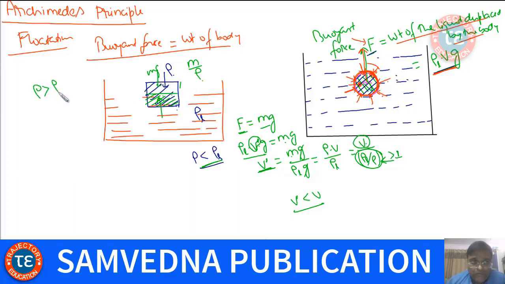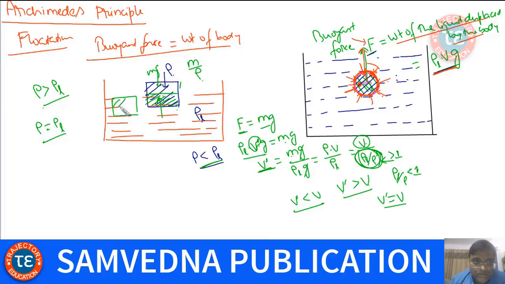If rho is greater than rho L, then what? Then the volume of water which needs to be displaced is more than V, and that will not happen, because in that case rho L by rho will be less than 1, and the volume of water which needs to be displaced is more than V. In that case this body is going to sink. And if rho equals rho L, then this is going to be 1, and the volume of water which needs to be displaced is equal to V. In that case the body will look like this.